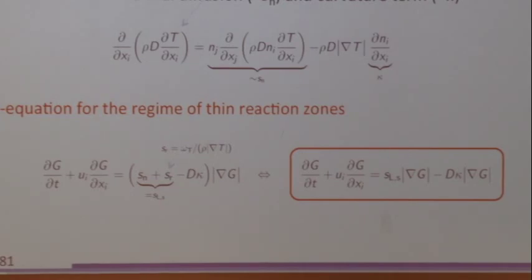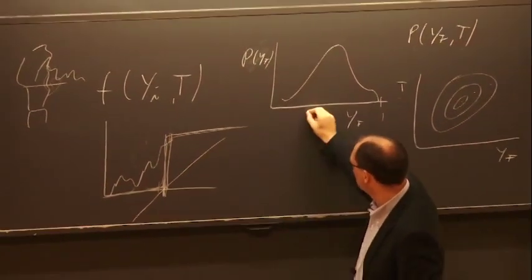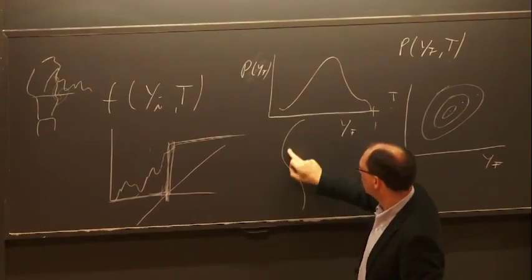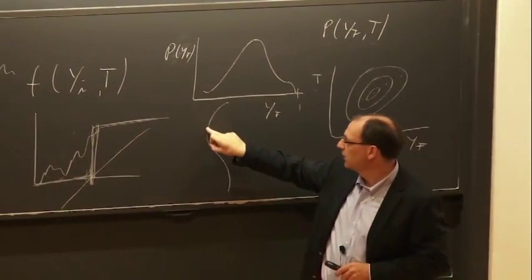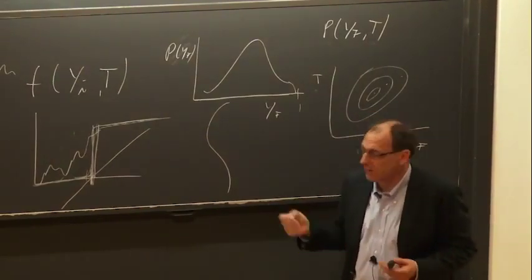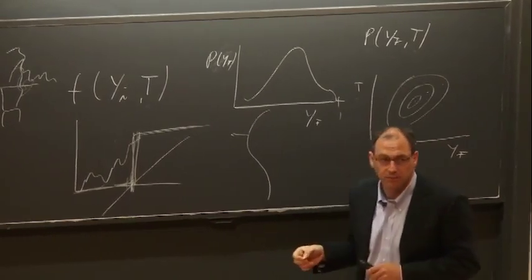Now, so there's a difference. We said earlier in the corrugated flame regime, we have a flame, and the curvature radius, let's say, of this flame is much, much larger than the flame itself. And then the flame just moves by laminar flame propagation.